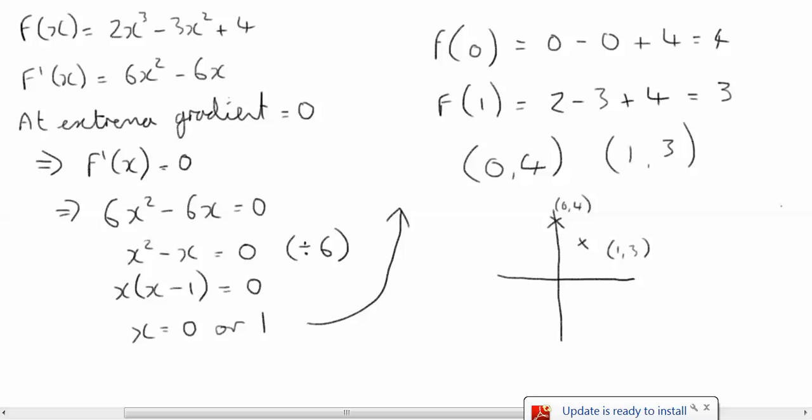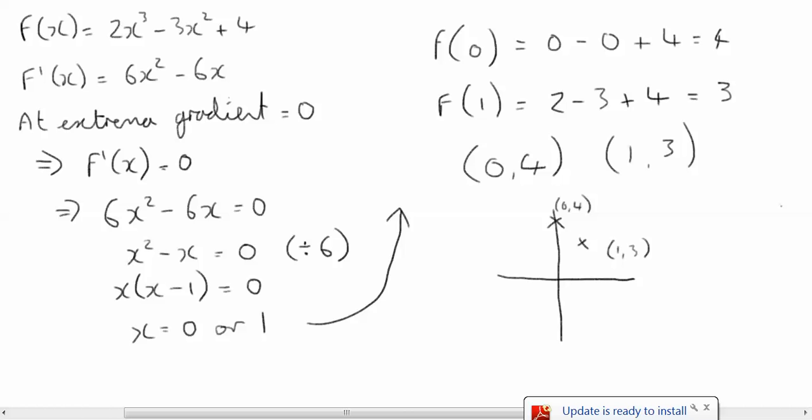So what we're looking for is the extrema of this function, 2x cubed minus 3x squared plus 4. And the first thing I've done is I've differentiated it. So times by the power, take 1 off the power. So I've got the differential of 6x squared minus 6x.